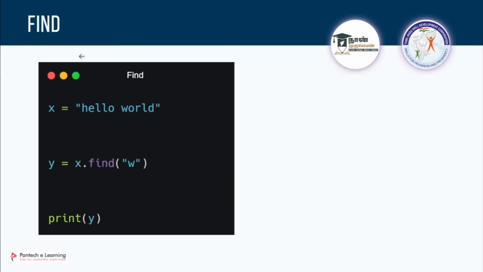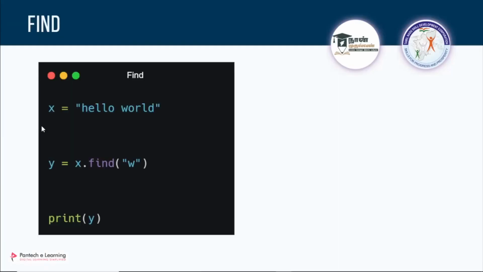And regarding another option, which is find. If you want to find W, this find will give you the index number of the value which you are mentioning in your string. In x, I am going to find the W, which will be in position 6 or 7. This will be in the 7th index, I hope so. Sorry, 0, 1, 2, 3, 4, 5, 6. This will be in the 6th index. And that value will be shown in the output.